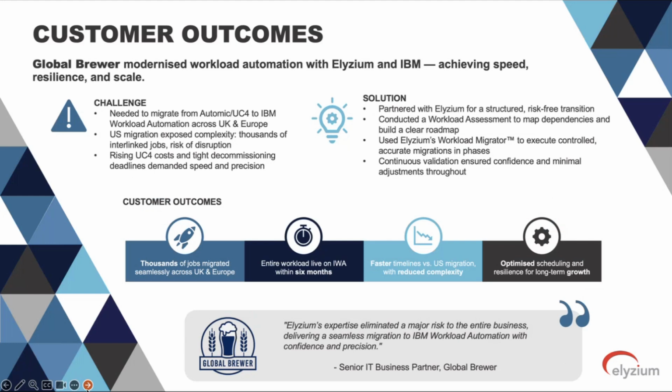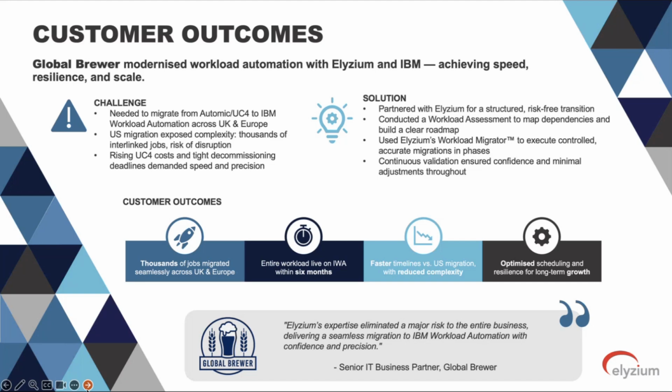Another example is we can't say the name of this company, but they've allowed us to use the information from it. They're a very large brewery based in North America. I don't think I can tell you any more than that. You probably might be able to guess who it is if I tell you any more. But they're a global brewery, and they were with Broadcom. They were on CA product, Atomic, and again, they saw a massive increase in their renewal costs from Broadcom and decided to move. They've done this globally across to the IWS product. And we use Workload Migrator in order to do that migration.